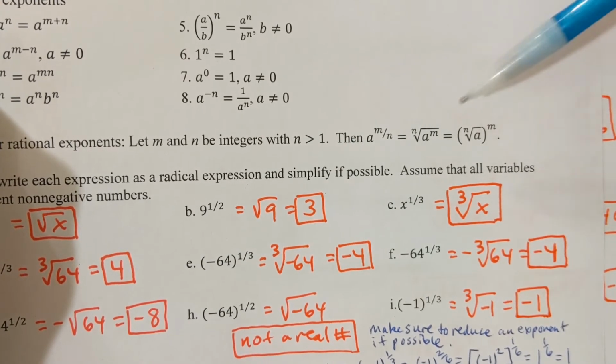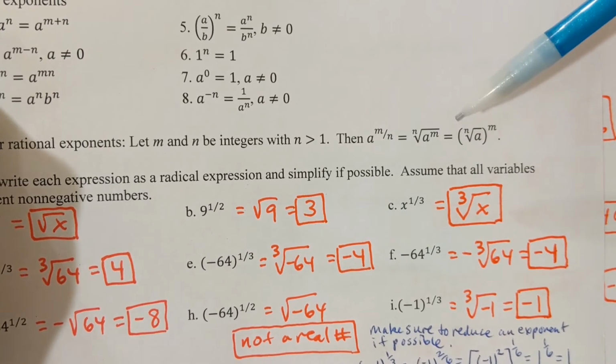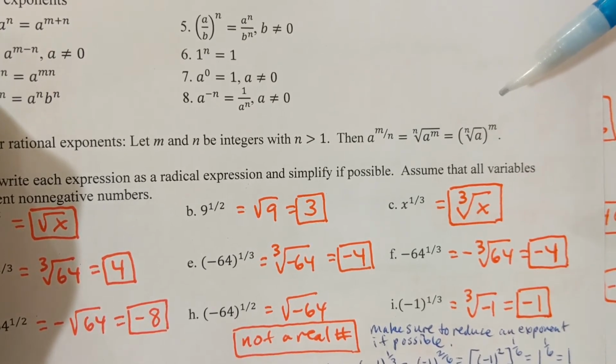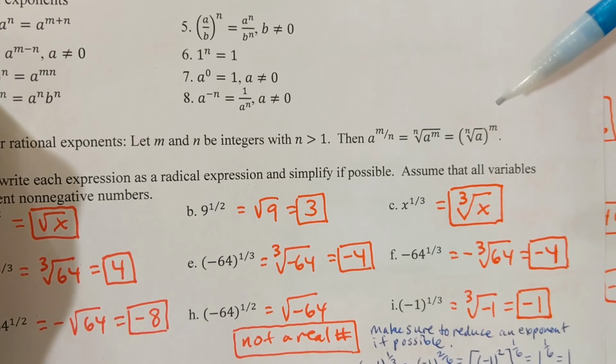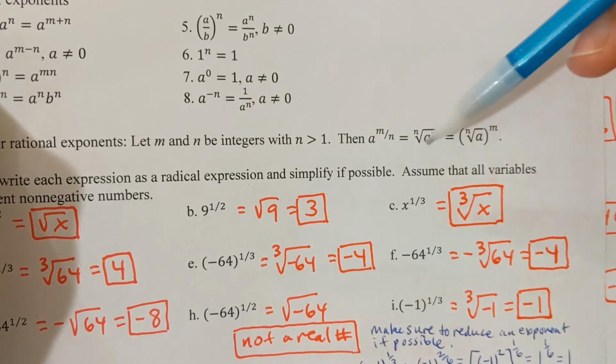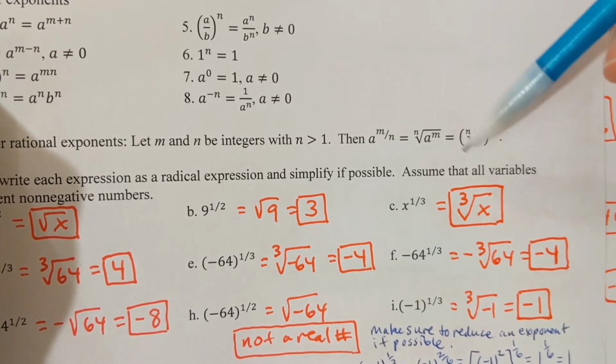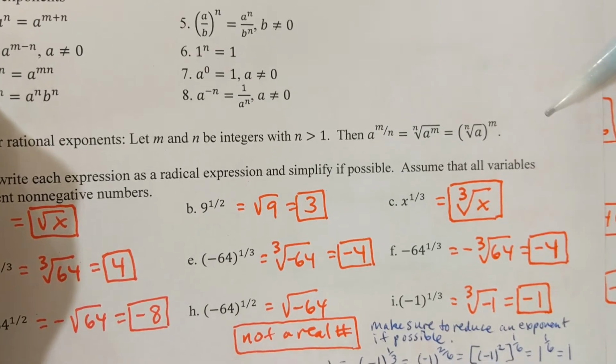So if I were to do the problem like that, I'd still get the same answer. It's just I'm making it more difficult than it needs to be, because I'm working with bigger numbers. So be careful about that. This alternate form is usually the preferred form.